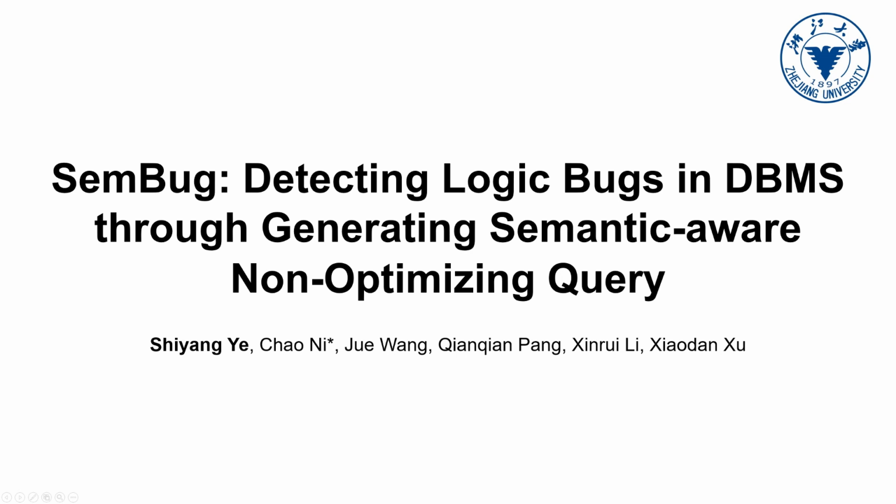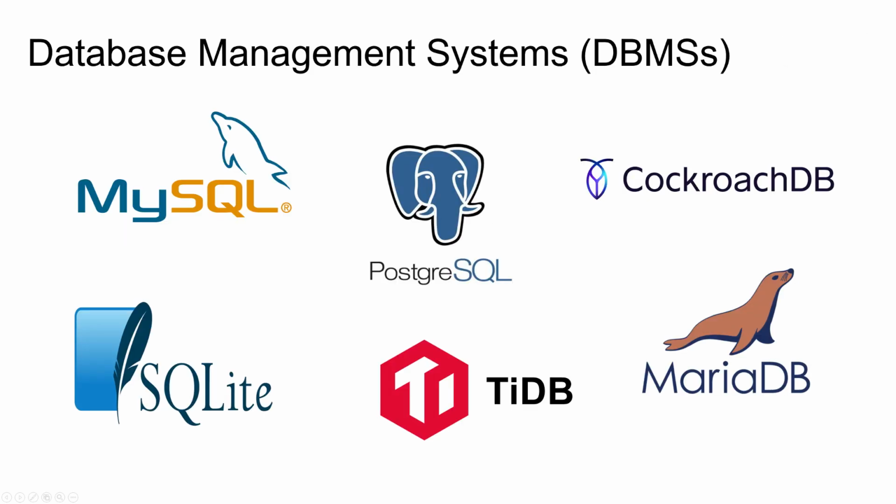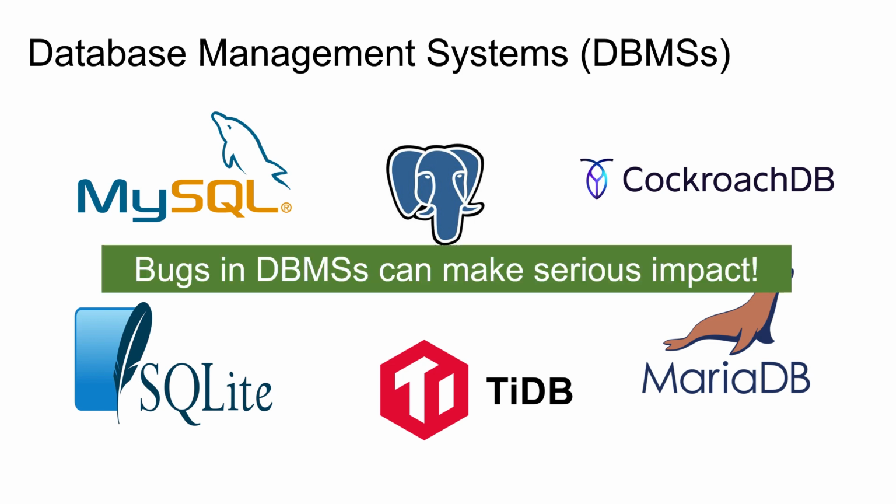I want to talk about a tough problem: finding logic bugs in database management systems. DBMS like MySQL and SQLite are used every day. They store and manage data for almost everything. Banking, online shopping, they're used everywhere. Because they're so important, bugs in these systems can cause big problems.